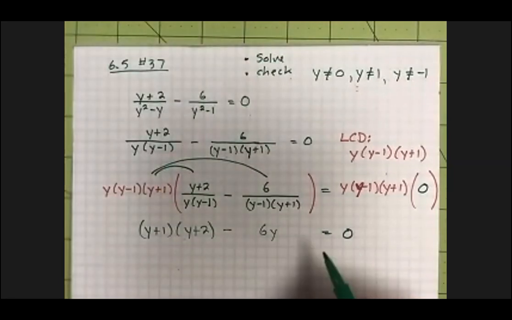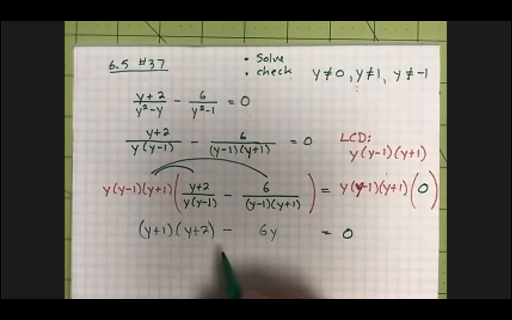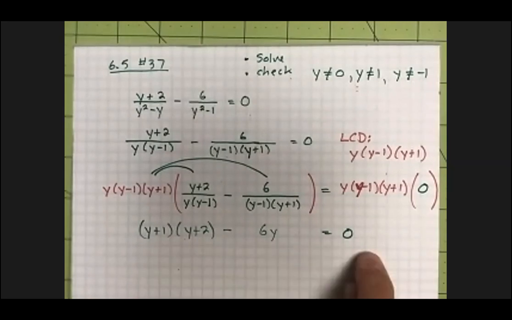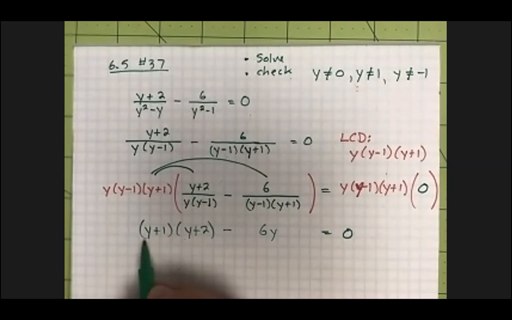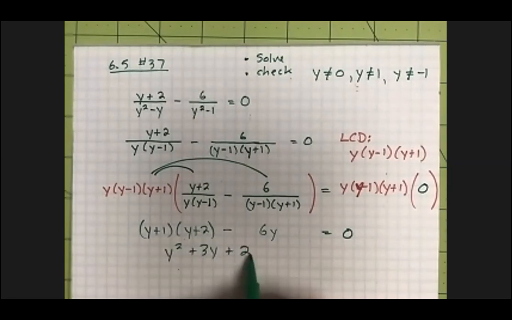Now, it still looks like I'm not nearly done, but at least I have no fractions. So let's multiply this out. Y squared plus 1y plus 2y's plus 3y's plus 1 plus 2 multiplied is plus 2, subtract 6y equals 0. Just one step at a time.